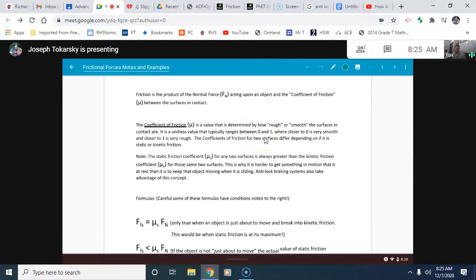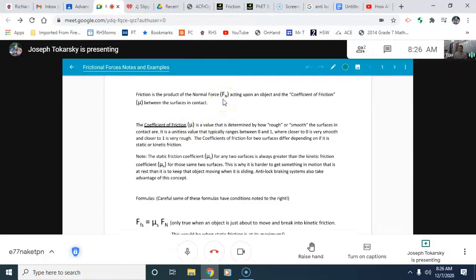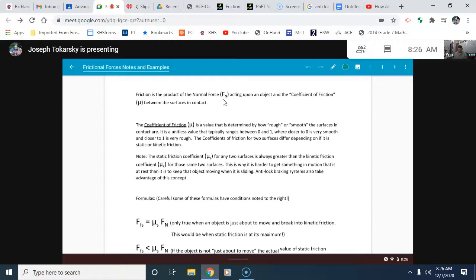We couldn't have a negative coefficient of friction. That wouldn't make sense. If two things are in contact, there's going to be at least some slight value over 0. Closer to 0 would be two very smooth surfaces. Closer to 1 would be very rough. And remember, this is part of what makes up the overall force of friction, along with the normal force, the surface pushing back on whatever object is rubbing on top of it. We've learned that force in the past.